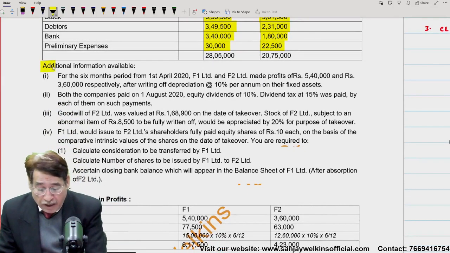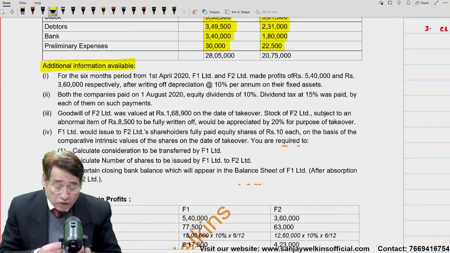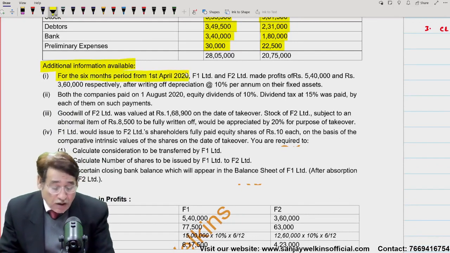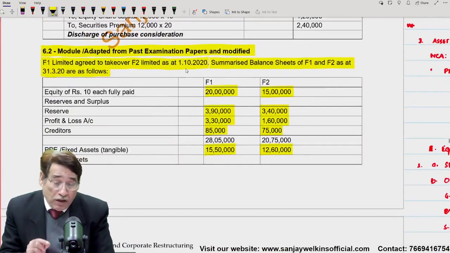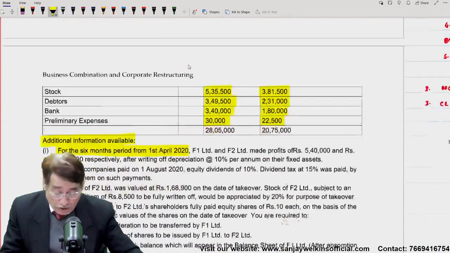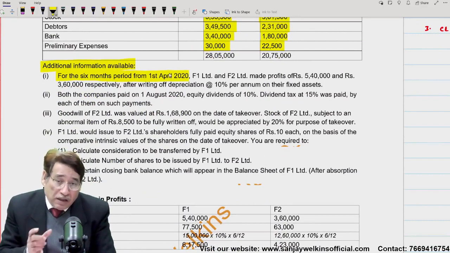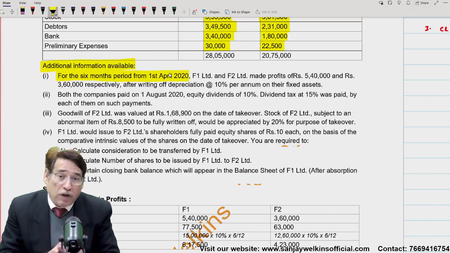Now you are given some additional information in this particular question. Question says that for the 6 months period from 1st of April 2020, remember here, in this particular question, balance sheet of the two companies is given on 1/10/2020. And below it is given that for the 6 months period, that means from 1st April till the date on which the entity was acquired, that means from the beginning of the current year, this entity was not acquired in the beginning of the year. It is acquired on 1st of October 2020.